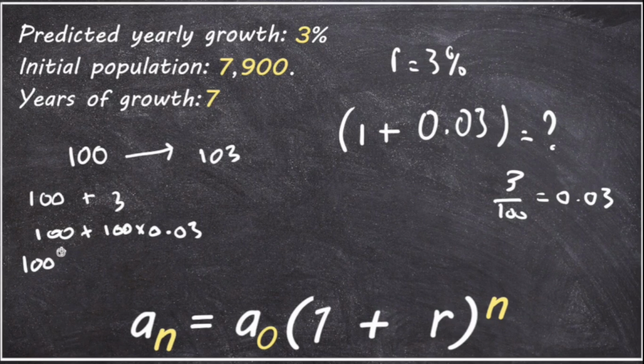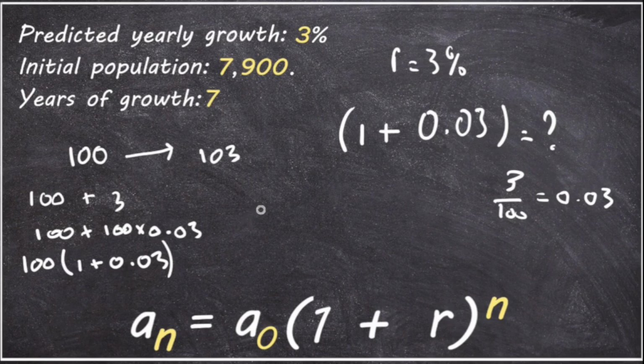So you'd get 100 brackets times 1 plus 0.03. And that's the same as 100 plus 3, which is 103. So if you wanted to increase the number 100 by 3%, you simply have to multiply it by 1 plus 0.03. It doesn't matter which number you increase by 3%, it works for all numbers.